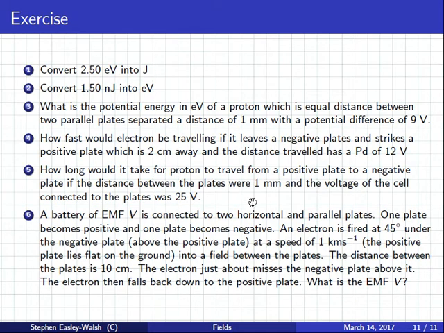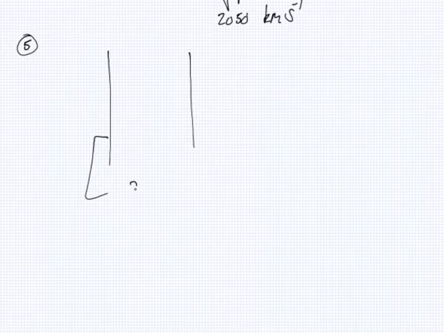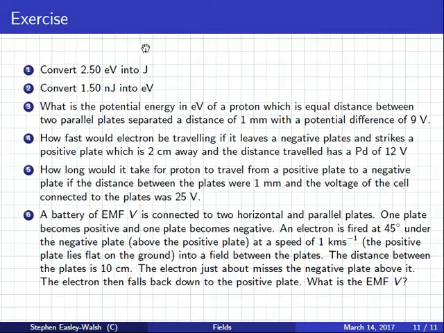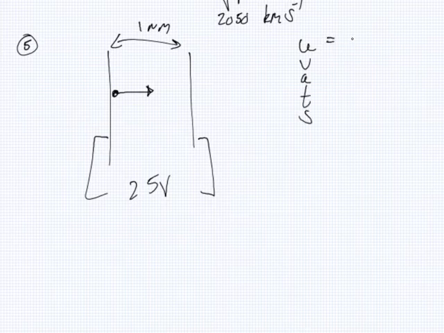How long would it take for a proton to travel from a positive plate to a negative plate if the distance between the plates were a millimeter and the voltage was 25 volts? So again, I'll just draw it vertically for a change. 25 volts and the distance, what did I just say? A millimeter. And I'm looking for the time it takes the proton to move across. So let me see. I could go for UVATS. Why not? The u is zero. The v I don't know. The a I don't know. The t I don't know. The s I do know. So if I had one more thing here, I'm done.